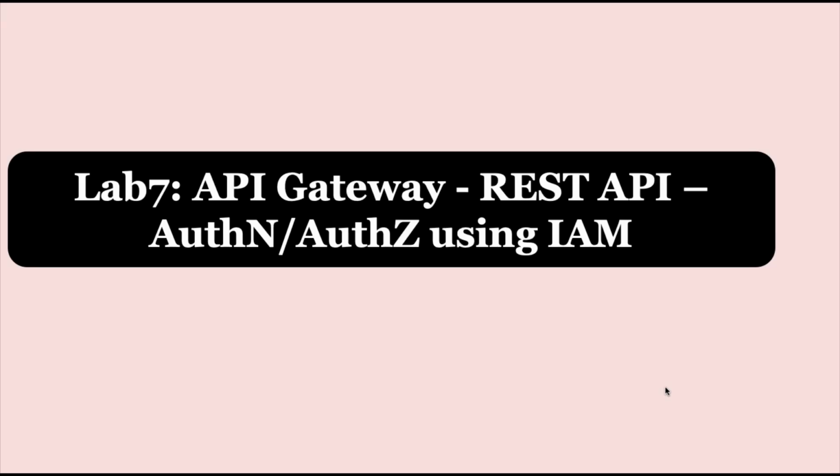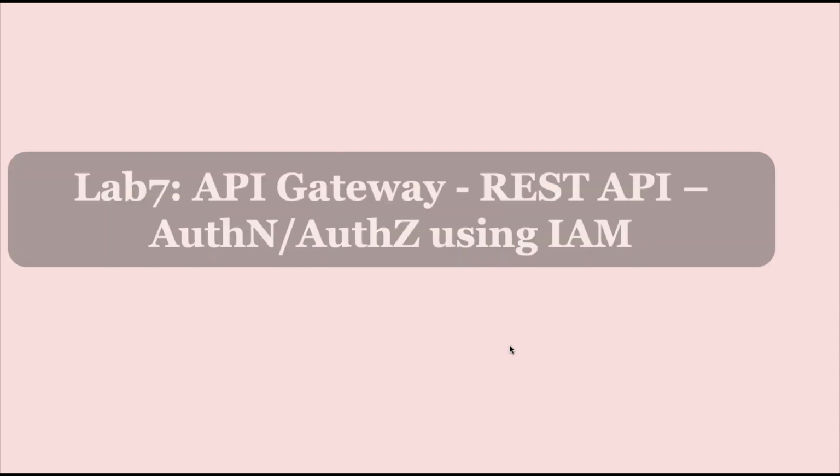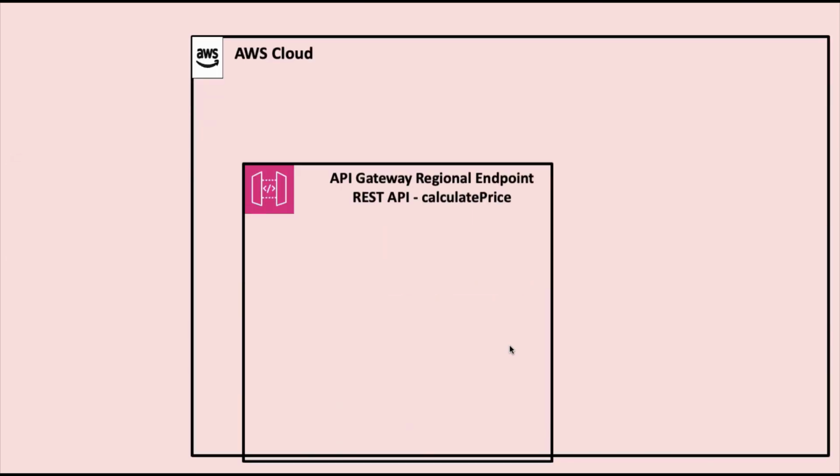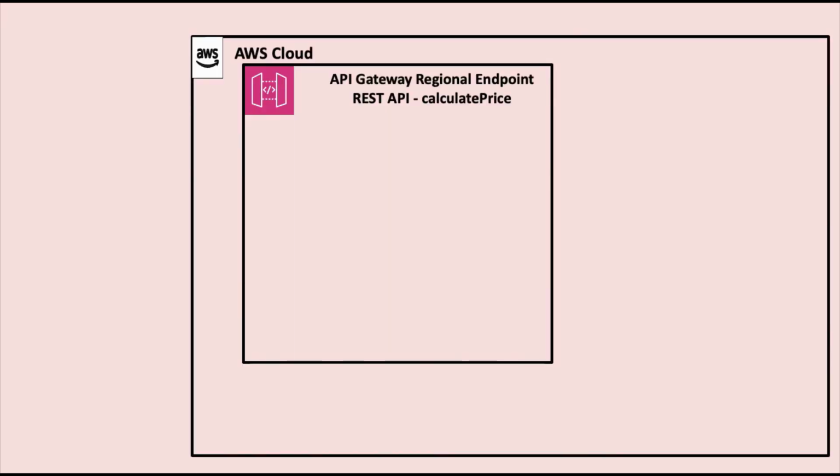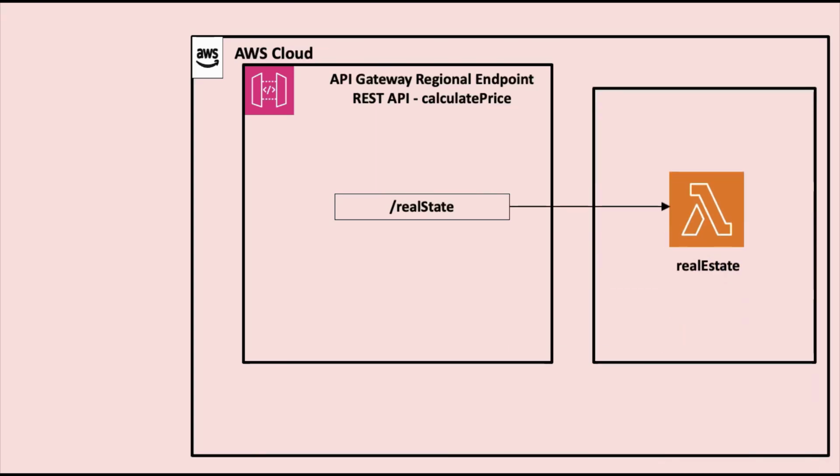Hi all, in this lab, let us understand how to authenticate an API gateway request for a given endpoint using IAM. IAM is one of the most powerful ways to authenticate an API request. Now let us understand how to do that. We have one API gateway, implemented as a REST API with a regional endpoint, and we have created one resource called real estate, and the backend is Lambda.